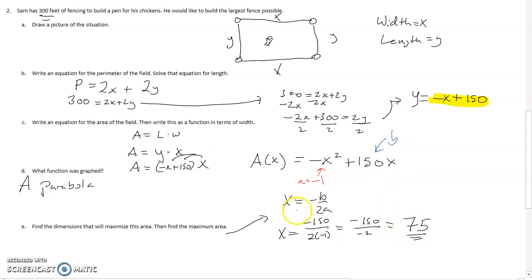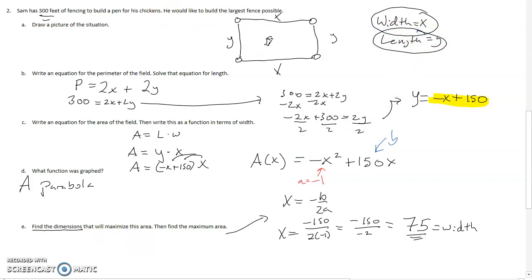Now think about what we found. We found x. What is x? x is the width. So that's going to be our width. Is that all it asked for? Be careful here. It says find the dimensions. And to find the dimensions, I need a width and I need a length. Remember what the length is.